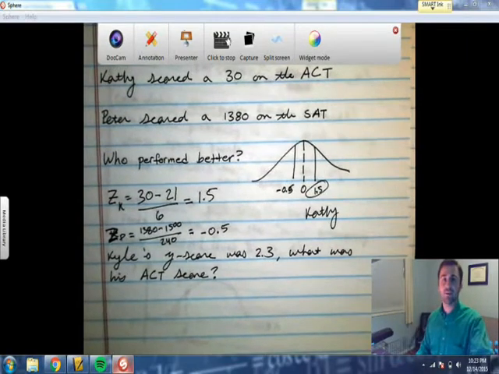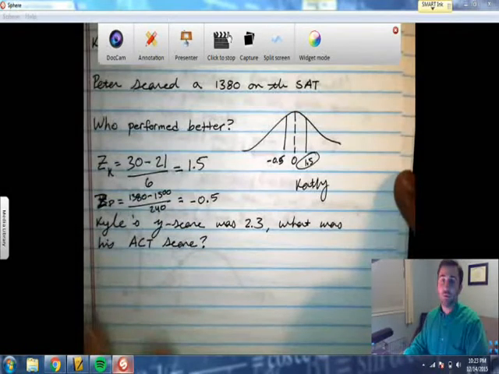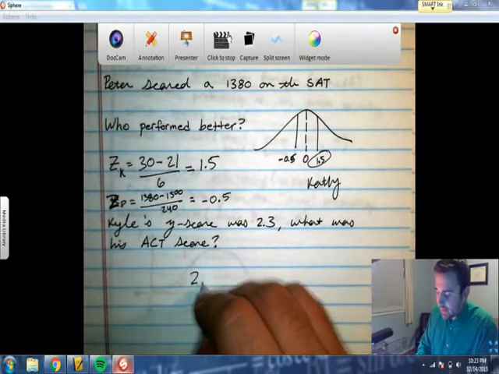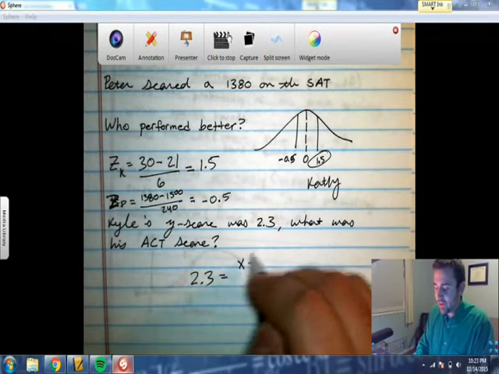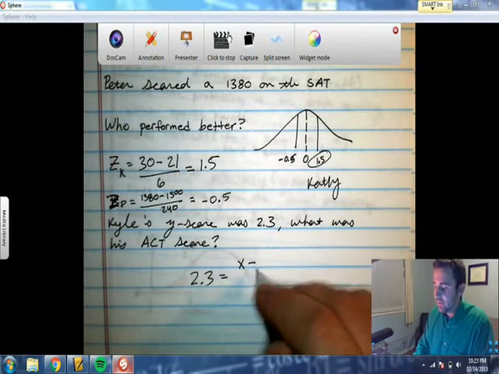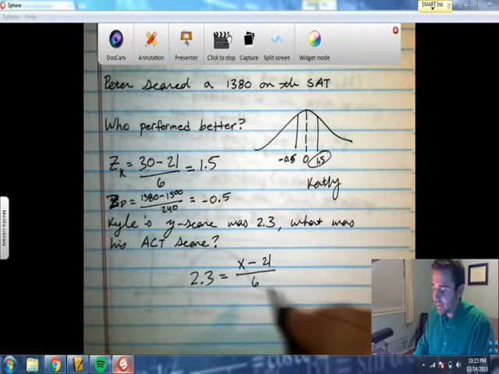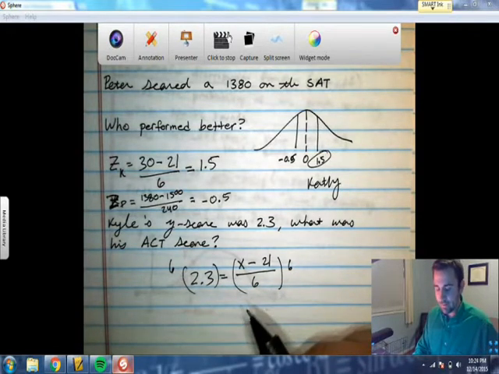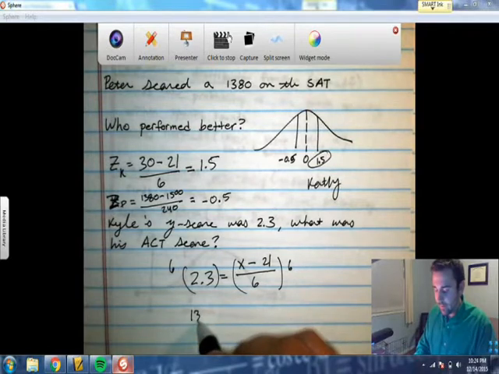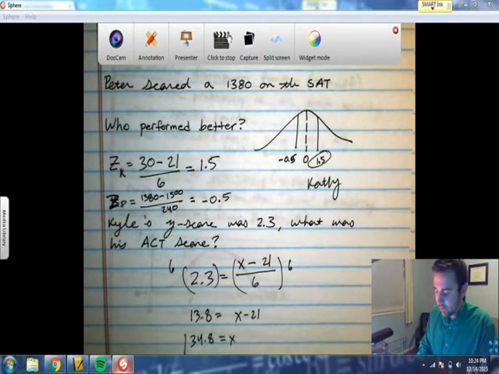Now, let's look at the next example. Kyle's z-score was 2.3. What was his ACT score? This is asking us to work backwards. Given a z-score, let's find his real score. We don't know the data point. If it's ACT, we're going to use the same mean, 21, and the standard deviation of 6. By multiplying by 6, and then adding 21, I get his score of 34.8.